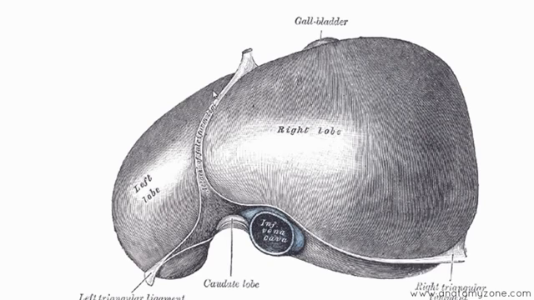And you can see the ligaments that I drew on before. So you've got the falciform ligament coming up here, separating the right and left lobes. And it goes off to attach to the anterior abdominal wall. And then you've got the coronary ligaments which come down from the diaphragm, and then you've got the left triangular ligament and right triangular ligament.